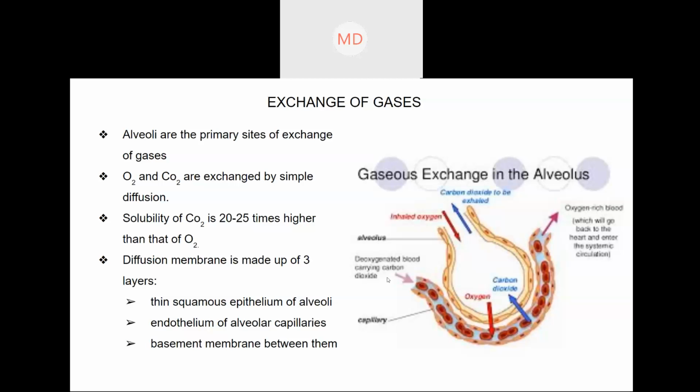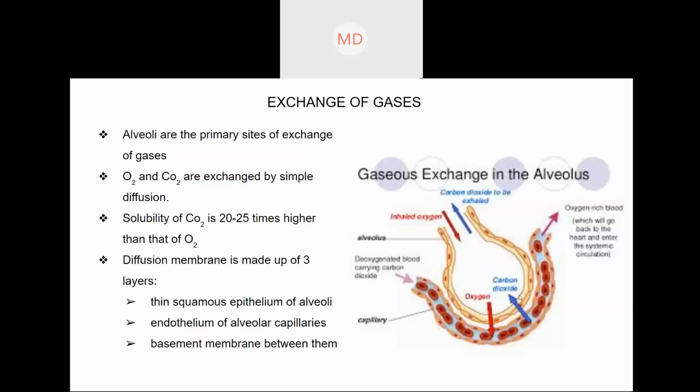So what happens when the blood comes? It flows all around the body, takes the impure blood, and comes back. This is the deoxygenated blood, the carbon dioxide rich blood. When it reaches the alveoli, the carbon dioxide from the deoxygenated blood will diffuse into the alveoli.